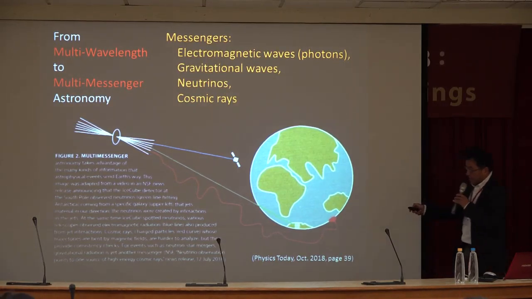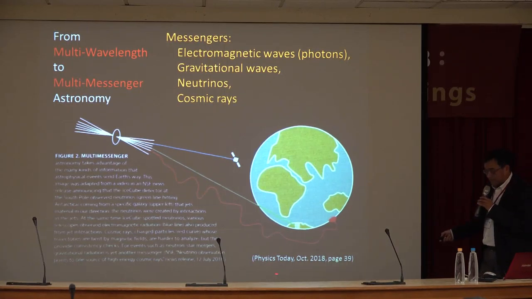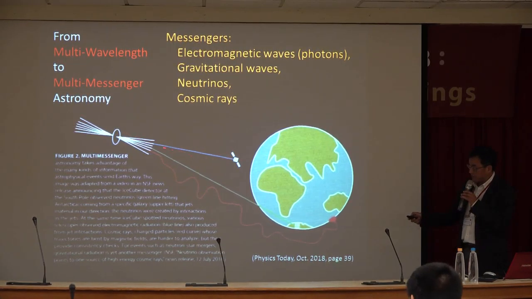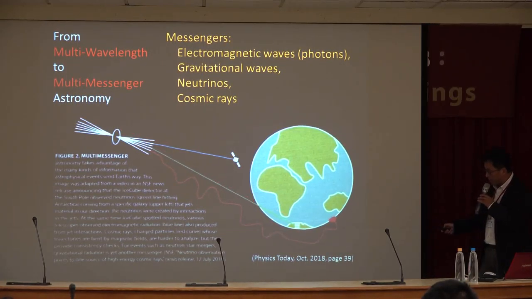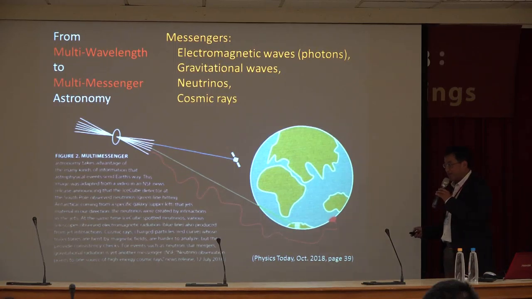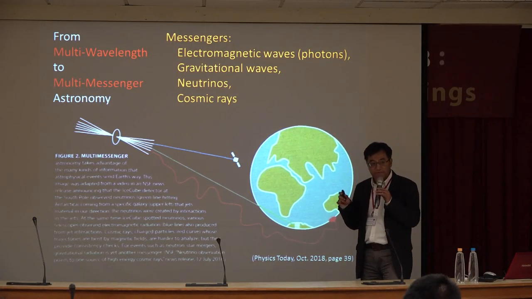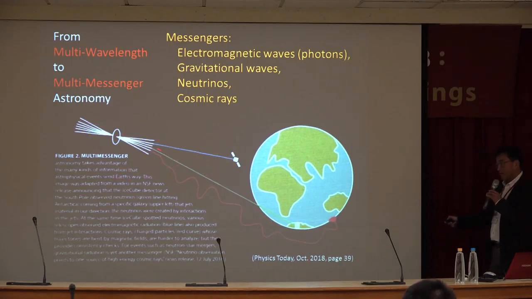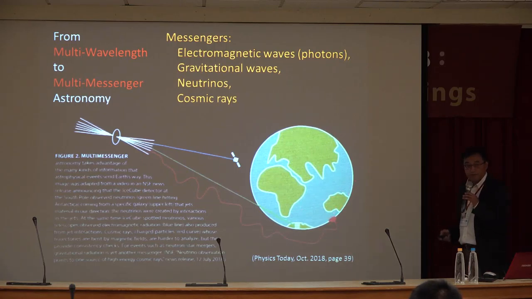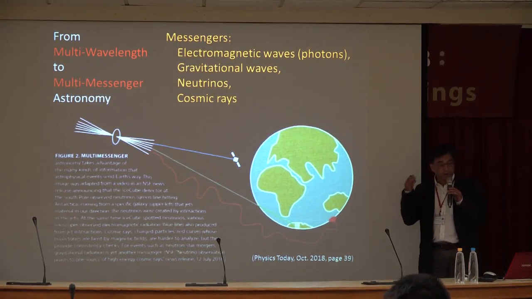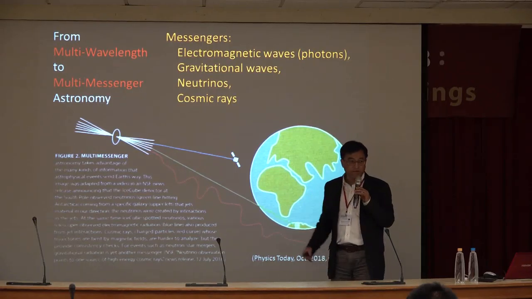Just like this picture here, which I took from Physics Today. For example, there's a source, and we observe that source in photons, X-rays, or gamma rays with a satellite, a space telescope. Neutrinos also come from the source and hit Antarctica, and we detect that neutrino. If cosmic rays also come from that source, they will go along a wavy path, and somewhere on the Earth we may detect them. For photons and neutrinos, it's easier to identify the source from the direction, but for cosmic rays it's not.